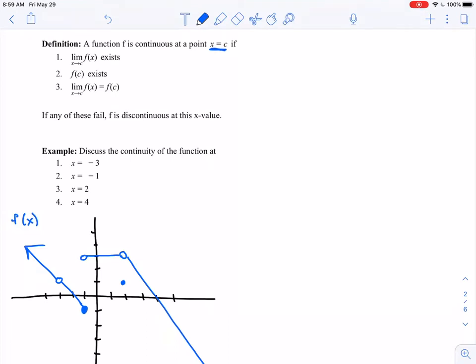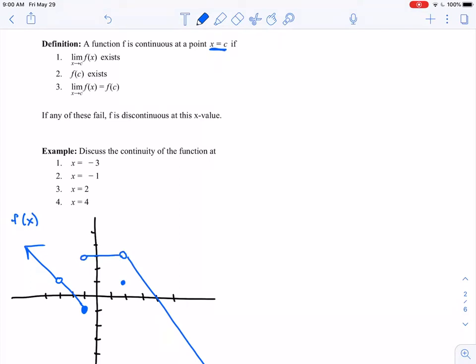f of c exists, so the function has to exist at that particular x value, and then the limit at that x value of our function should be equal to the value of the function. So here we're just saying, okay, the limit needs to exist, the function needs to exist, and then number 3 is saying, okay, those two things need to be equal. And if any one of these 3 fail, f is discontinuous.